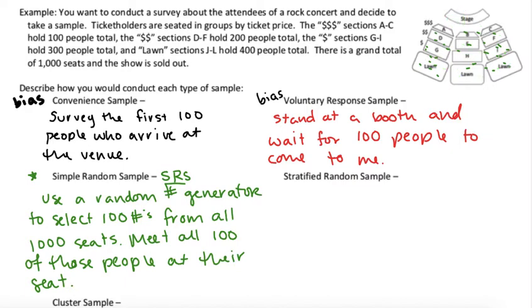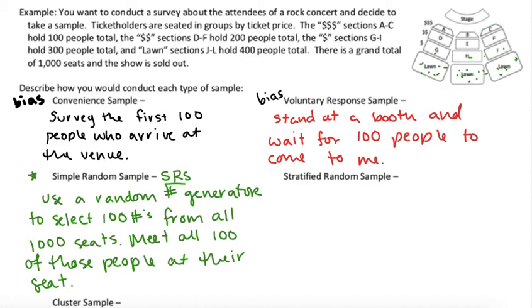But this idea that a simple random sample, I'm just going to have 1,000 seats, and I'm going to draw randomly 100 numbers from all those seats using a random number generator. It's completely unbiased. However, it is still possible that if I randomly select, all my people are lawn, because there's 400 of them. And maybe I only get like one up here and most of them are lawn. It's completely unbiased, but it might not be representative of our concert goers.